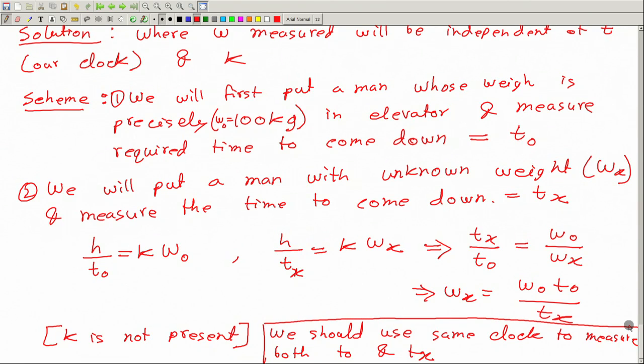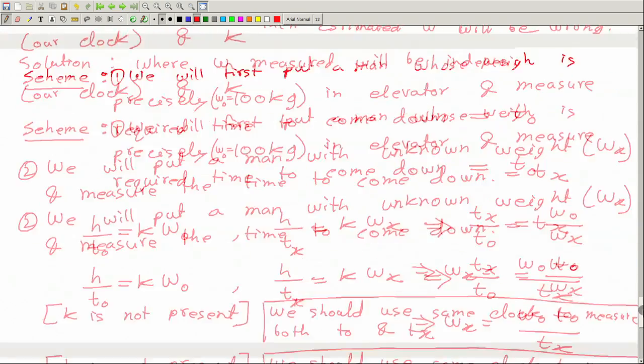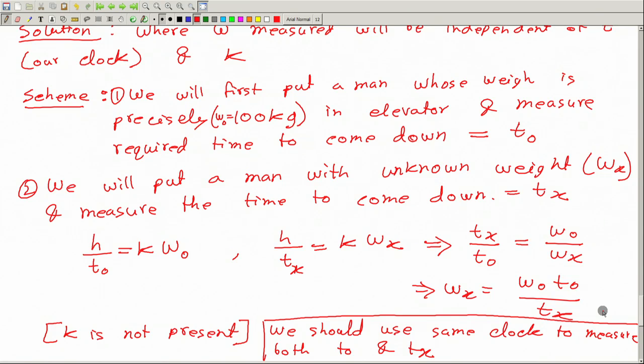So this is how we can make the measurement of weight independent of whether our clock is correct, whether we know the factor k correctly or not. So this was a thought experiment, fictitious. I do not really know whether it really works like this or not, but this is only to understand our scheme of voltage measurement with a dual slope voltmeter, digital voltmeter. So, what do we have in a dual slope voltmeter?